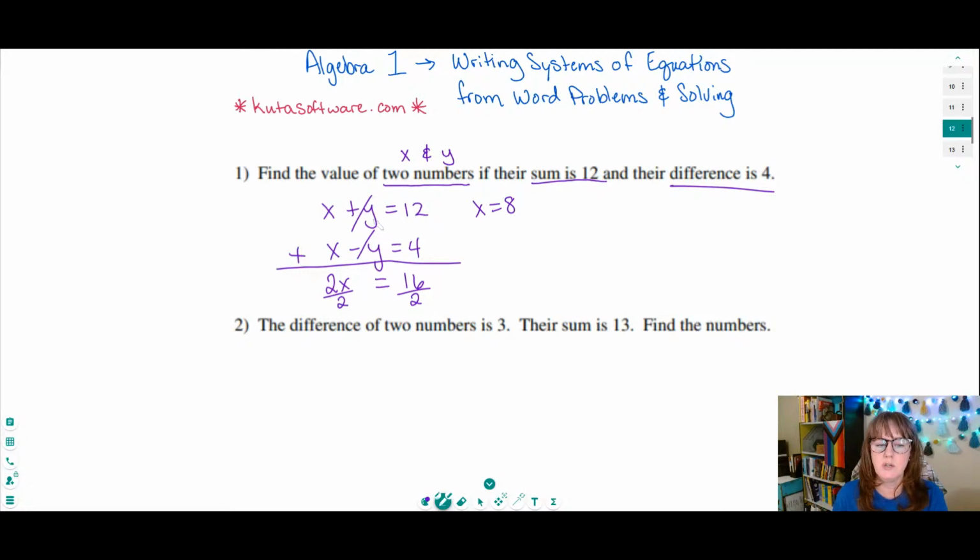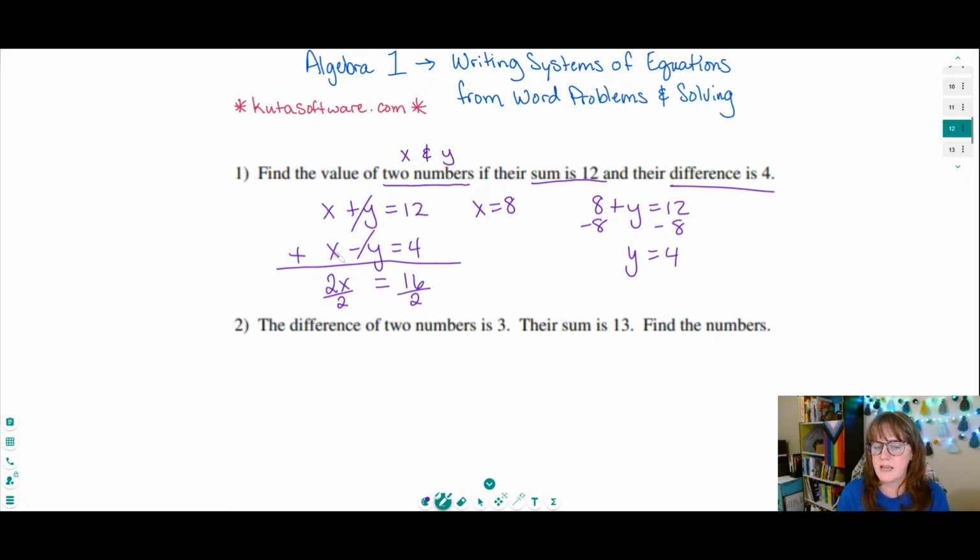And then I can choose either of these two original equations, x plus y or x minus y, and substitute in 8. Remember, we don't have to use elimination again for that second variable. We can just fall back on the substitution method. I'm going to go ahead and choose this first equation. So it's going to be 8 plus y equals 12. Subtract 8 from both sides. So y equals 4.